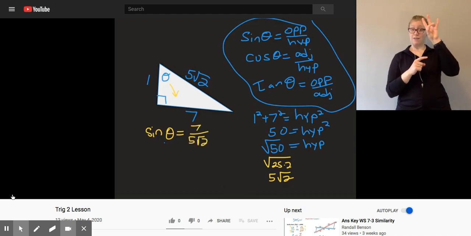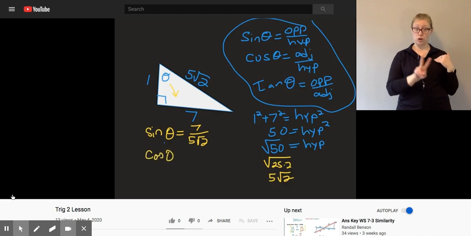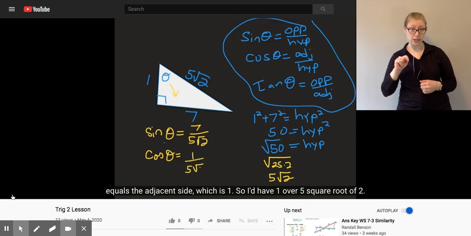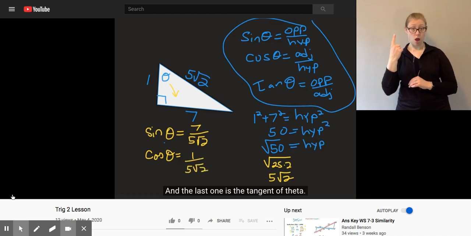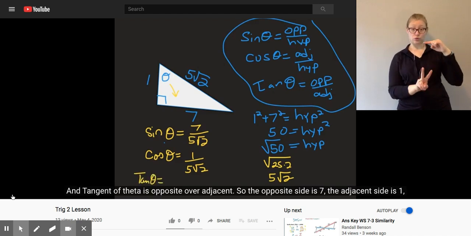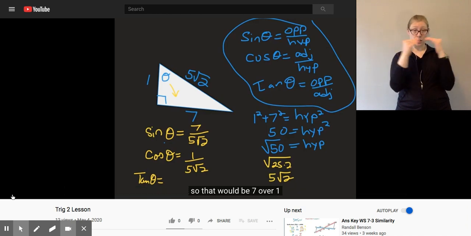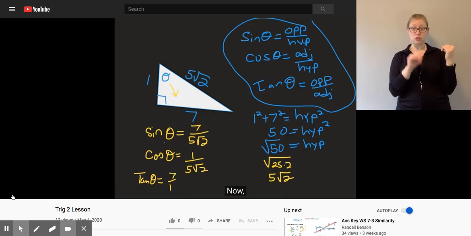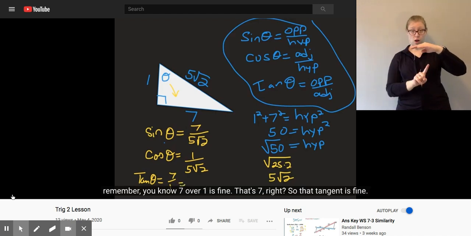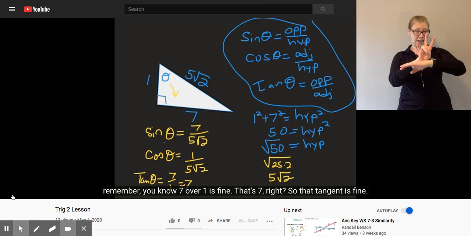Okay. The cosine of theta equals the adjacent side, which is 1. So we'd have 1 over 5 square root of 2. And the last one is the tangent of theta. And tangent of theta is opposite over adjacent. So the opposite side is 7, the adjacent side is 1, so that would be 7 over 1. Now, remember, 7 over 1 is fine. That's 7, right? So that tangent is fine.